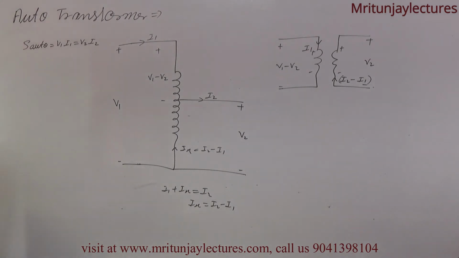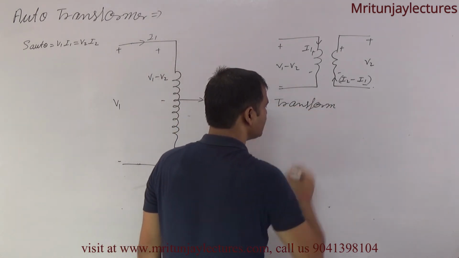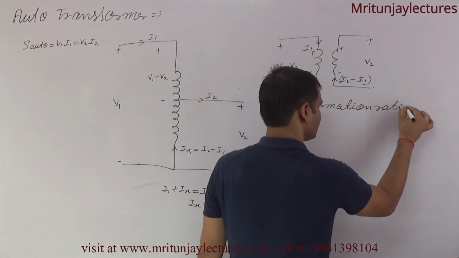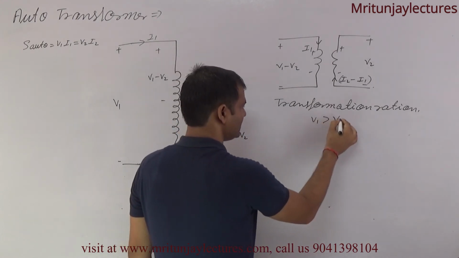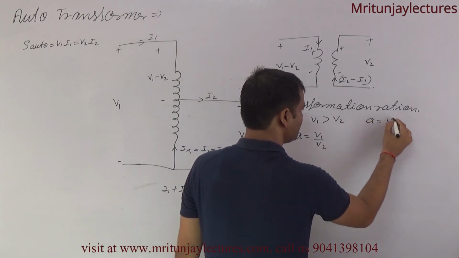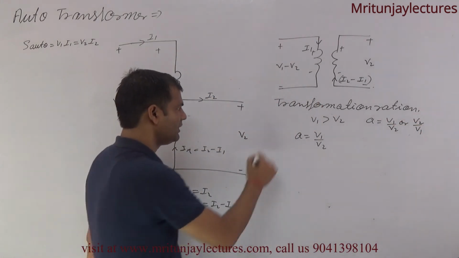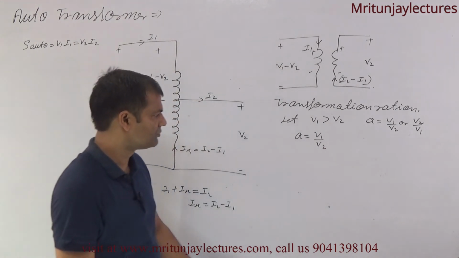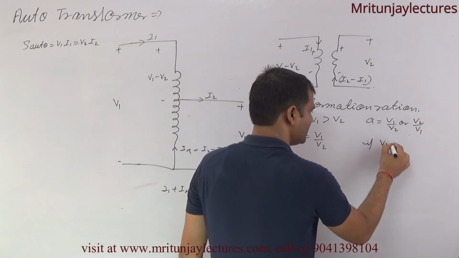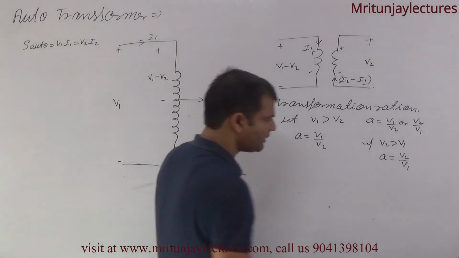And the transformation ratio: we have considered V1 greater than V2. So what about A, V1 by V2? I know that the transformation ratio is V1 by V2 or V2 by V1, but here we consider the standard. If V1 is greater than V2, we consider V1 by V2. If V2 is greater than V1, then A is considered V2 by V1. Clear?